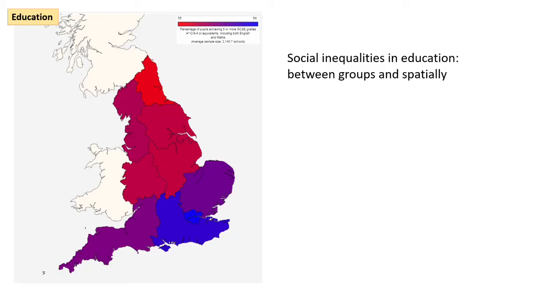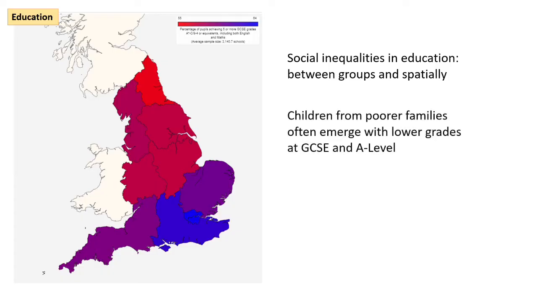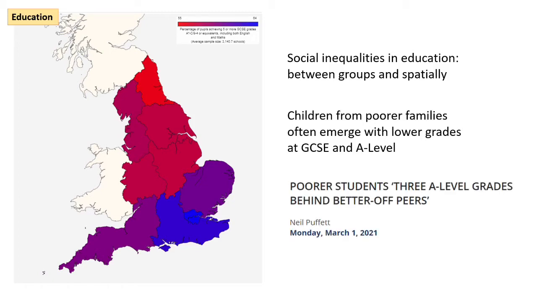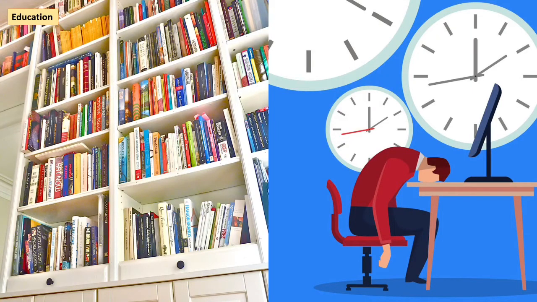There are kind of causes behind this, but one of the major outcomes is that if you're from a poor family, you're often likely to get lower grades at GCSE and A-level, and the gap can be as much as 3 A-level grades, as this recent article told us. There are some reasons behind that. Poverty and education are complex, but these are some reasons why we get these spatial inequalities.